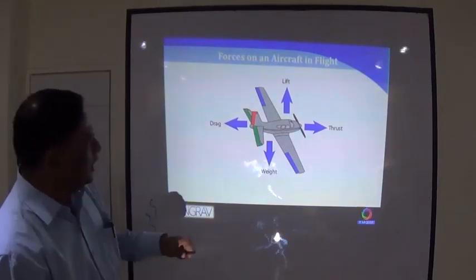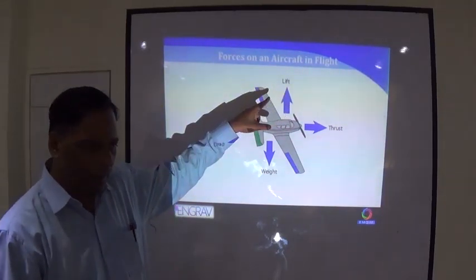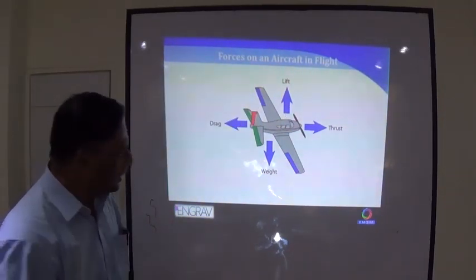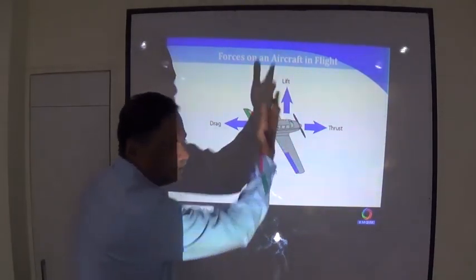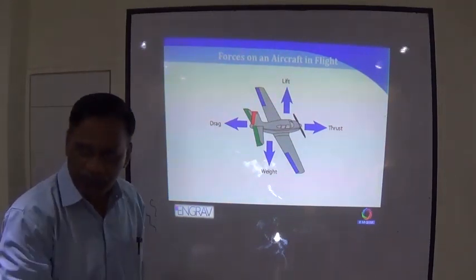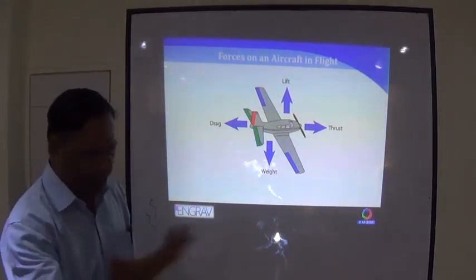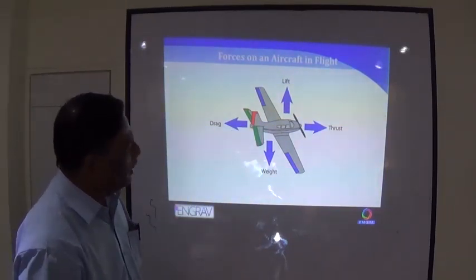Now the purpose of the aircraft is to fly, so you need to have lift. You have to generate the lift. Now how do you generate the lift? You have 2 engines, or maybe 4 engines. An aircraft can have 1 engine, 2 engines, or 4 engines. That's all design requirements.